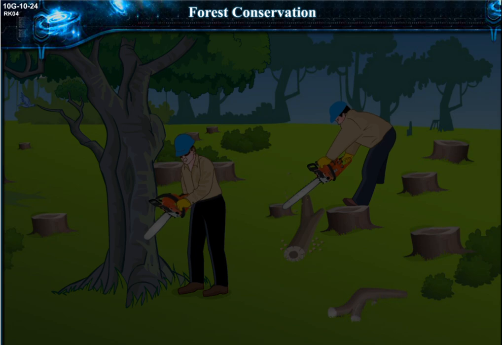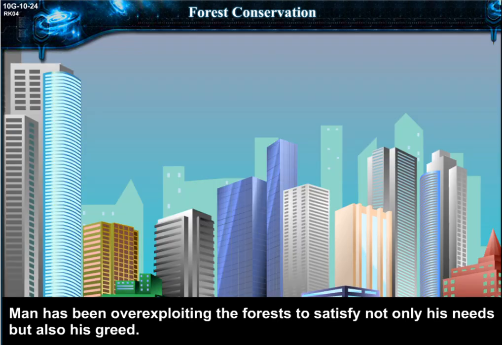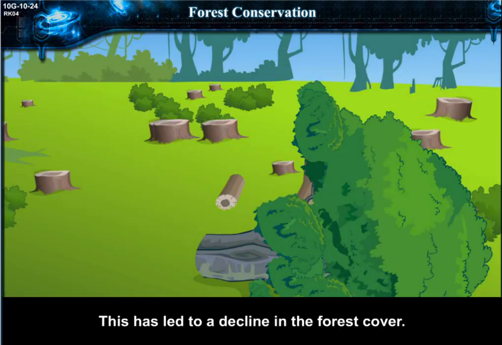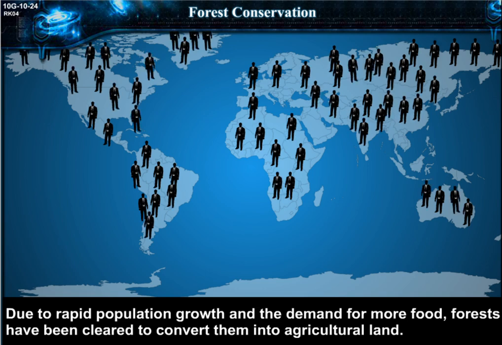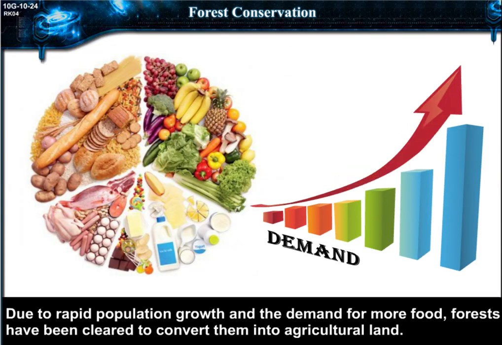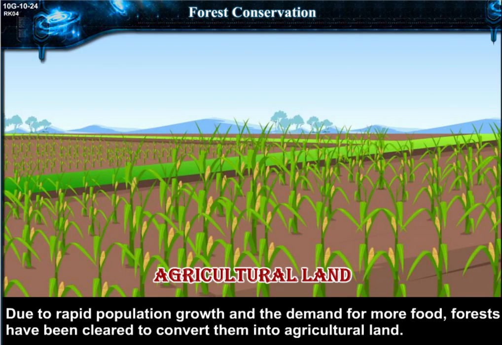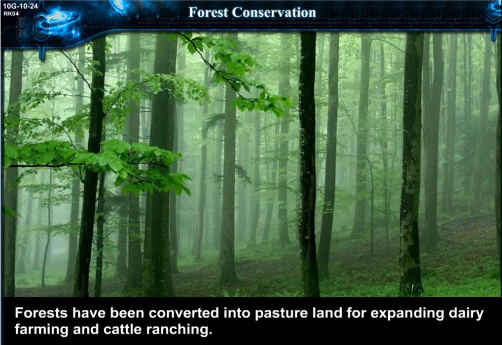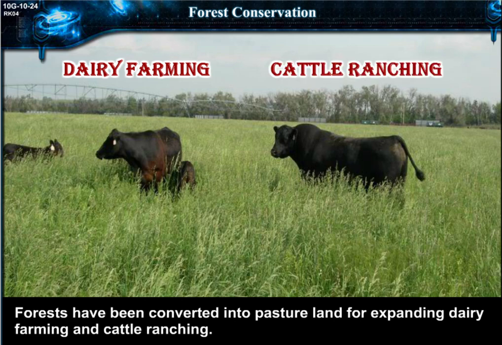Forest conservation. Man has been overexploiting the forests to satisfy not only his needs but also his greed. This has led to a decline in the forest cover. Due to rapid population growth and the demand for more food, forests have been cleared to convert them into agricultural land. Forests have been converted into pasture land for expanding dairy farming and cattle ranching.